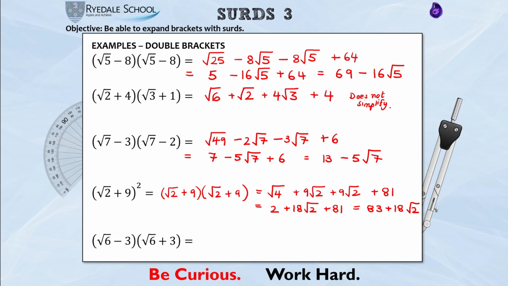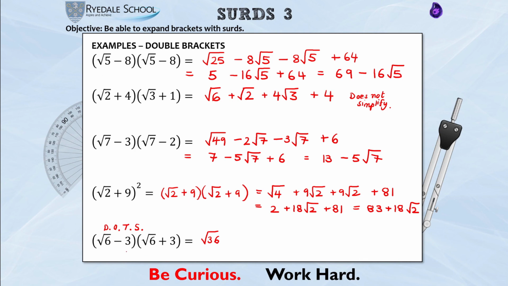For my final example, you will notice something special about these brackets. The brackets are the same, the only difference is their signs. We have seen this before in algebra, and we've called it the difference of two squares. Sometimes it gets abbreviated. Difference of two squares. And you might remember in the algebra version, it's quite interesting because some terms cancel. And we're going to see the exact same thing here with the surds. So let's start this one off. Let's do the firsts. The firsts is the square root of 6 times the square root of 6, which is the square root of 36.